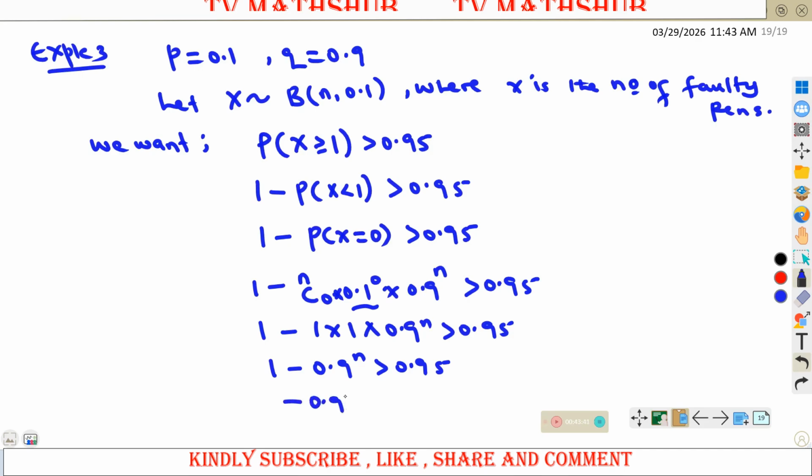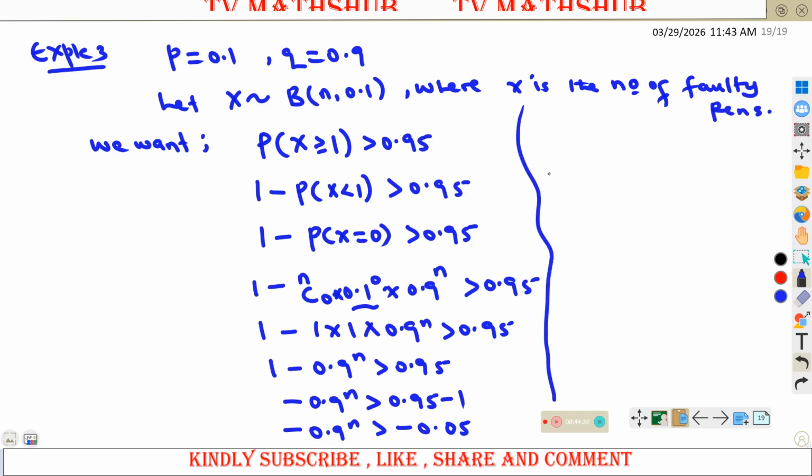Negative 0.9 to the power n is greater than 0.95 minus 1. So negative 0.9 to the power n is greater than 0.95 subtract 1, you get negative 0.05. That is what we shall have. So divide this through by a negative, this becomes 0.9 to the power n. If you divide it through by a negative, the sign changes, so it becomes less than 0.05. That is what we shall have.